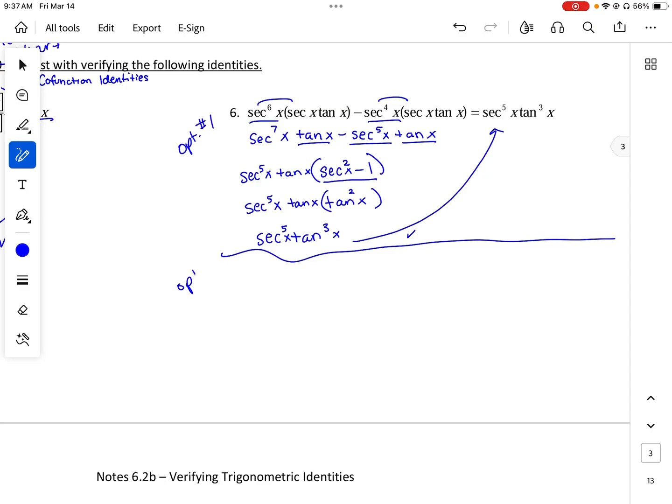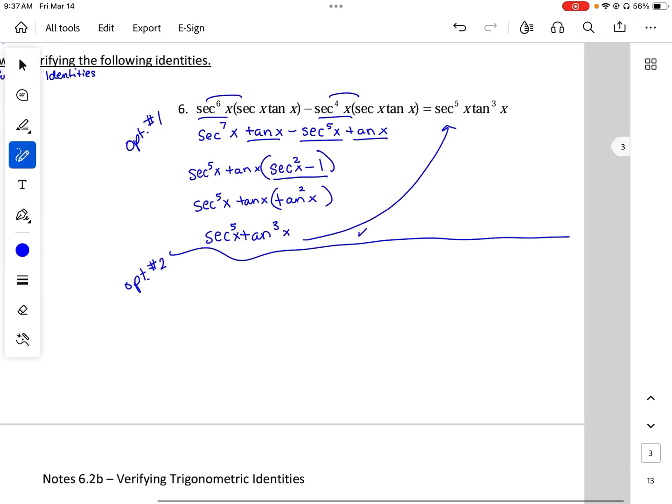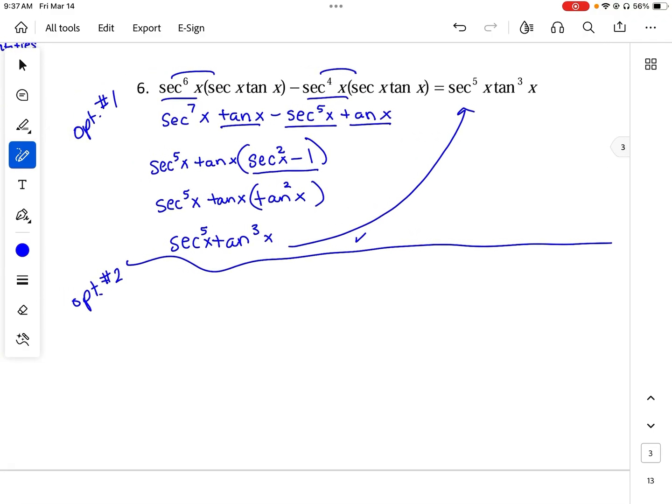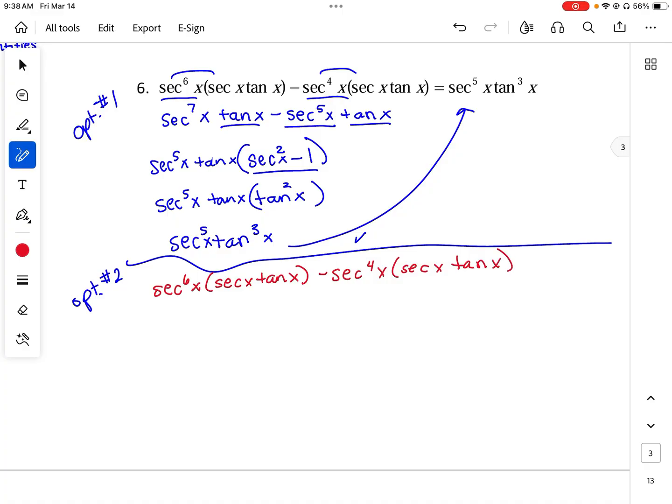Okay, but there is more than one way. So this is option 1. Here is option 2. So it just shows you that you can do it in multiple ways. So I'm going to rewrite this. I'm going to do a different color so we can kind of compare them. Okay, so instead of distributing in our secants, couldn't we factor this out of both? That's what I'm going to do.